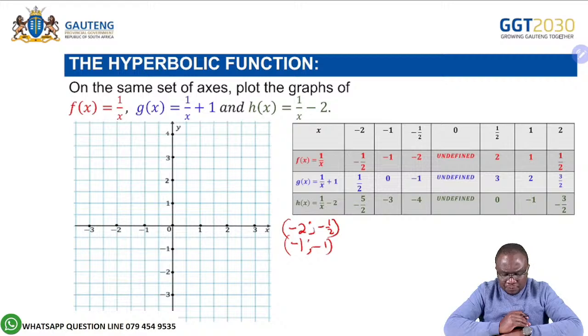Let me give you 1 minute, because we have done the graph of f of x equals 1 over x in our baseline activity. So we have an idea. 1 minute will be enough. Let's do it.